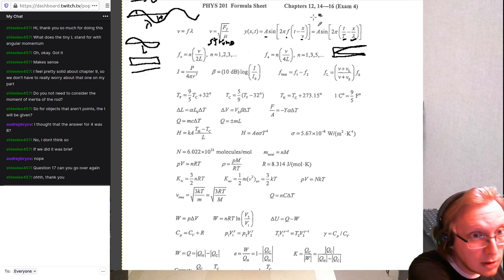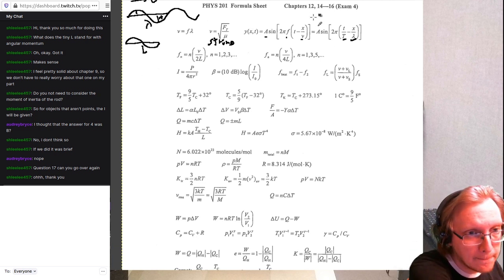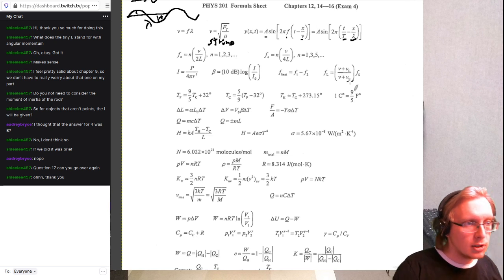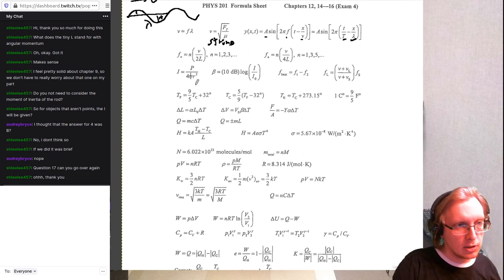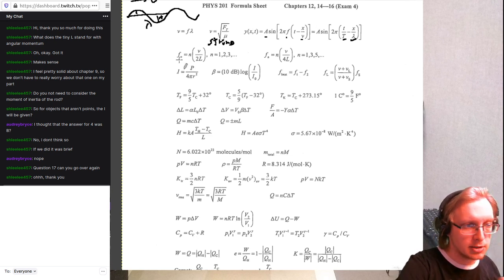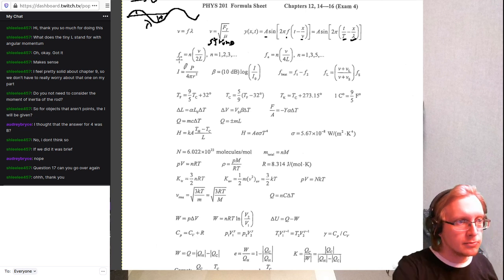Let's see here. I would like a little more space to be writing. Intensity is, oop, look at that, there's a bug on my screen. Nope, now it's on my finger.